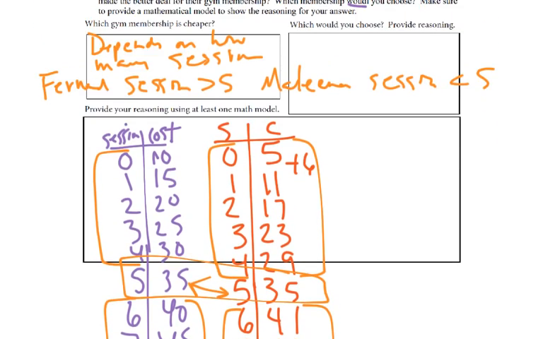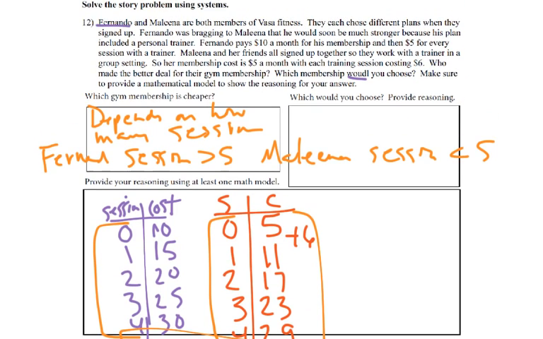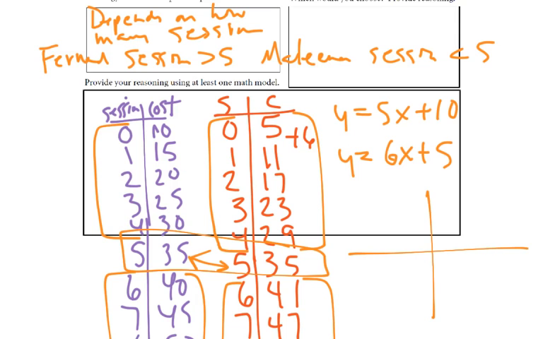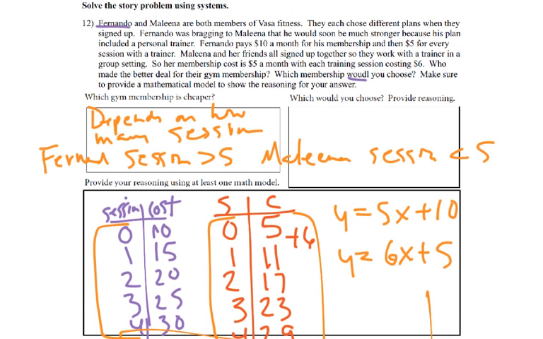Now, could I have done something else? Yeah, I could have come up with some equations. Okay, Fernando would have been y equals, or I guess c equals 5x plus 10. Melina would have been y equals 6x plus 5. And then I could have found out where they intersect using a system. That wouldn't have been a good way to tell me higher or lower. Graphing would have been another great thing to do. And then this last one, which would you choose? Well, looking at how much the cost is, I probably wouldn't go to very many sessions with a trainer, so I'd probably go with Melina's.